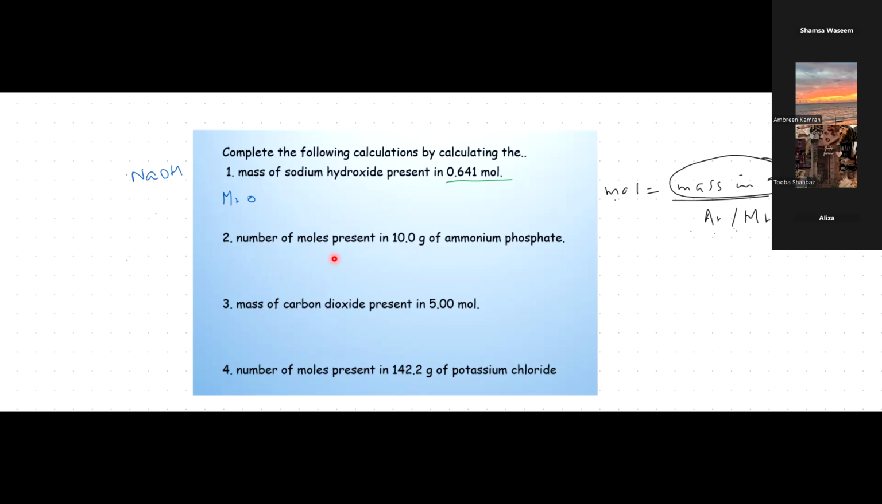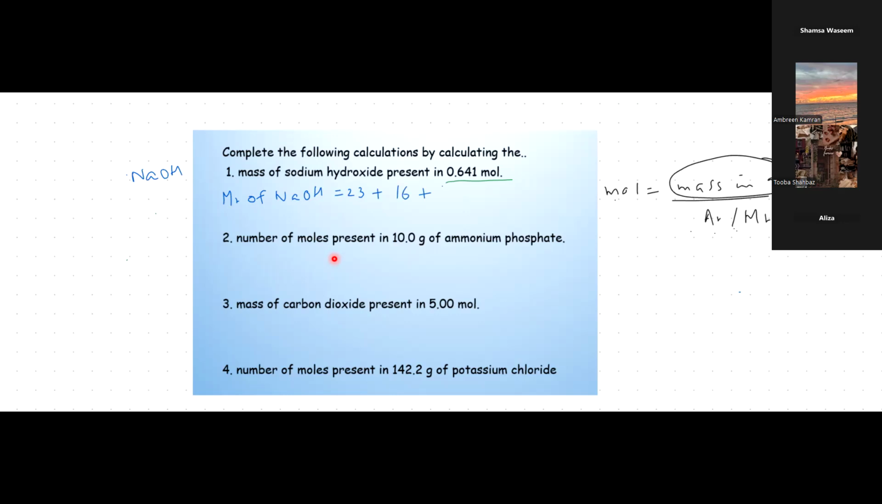So MR of sodium hydroxide will be: AR of sodium is 23, multiplied by 1, or you do not need to do that because there is only one atom, plus AR of oxygen is 16, plus AR of hydrogen is 1. If you add this together, we are going to get 40, right?